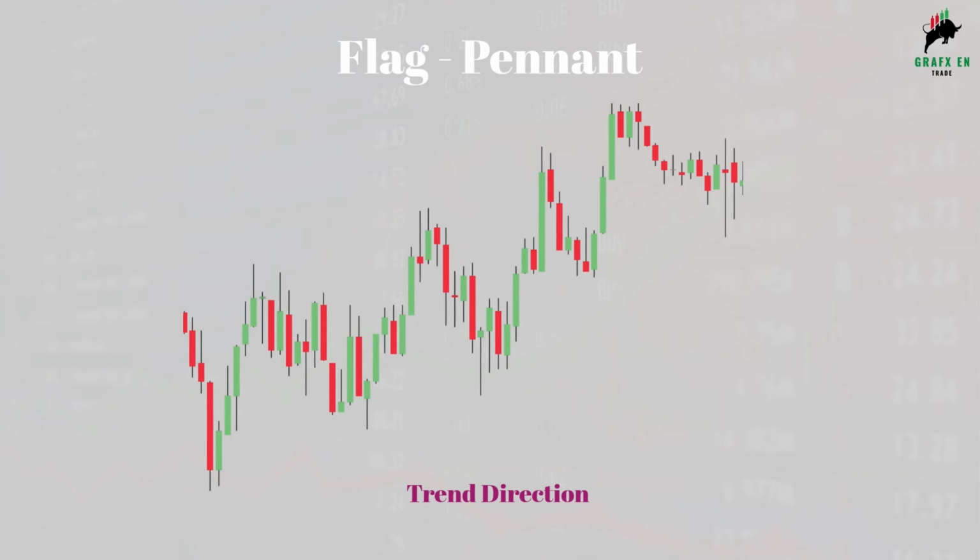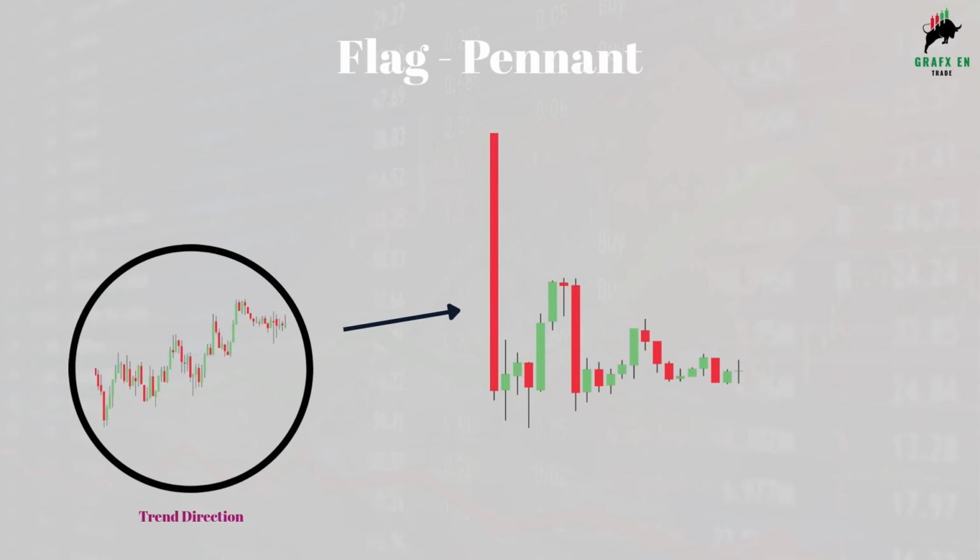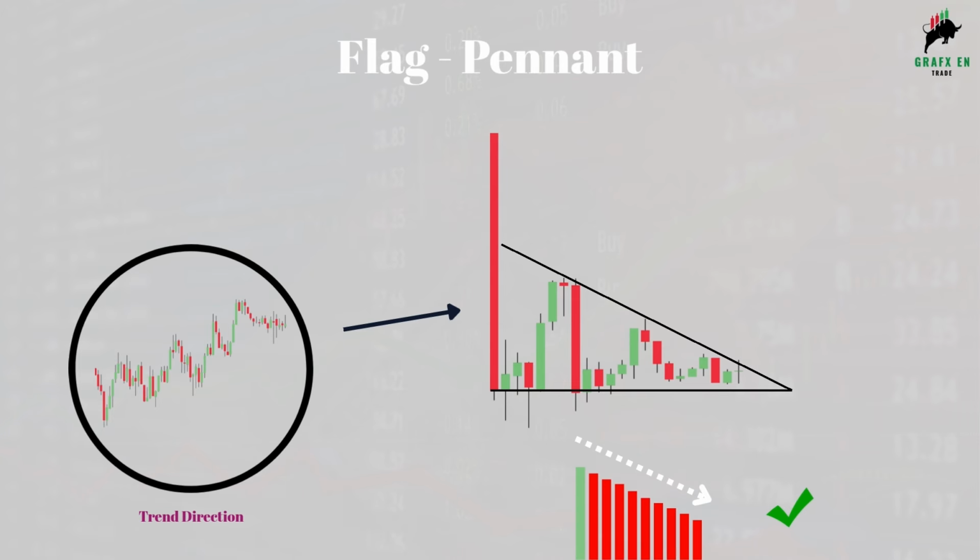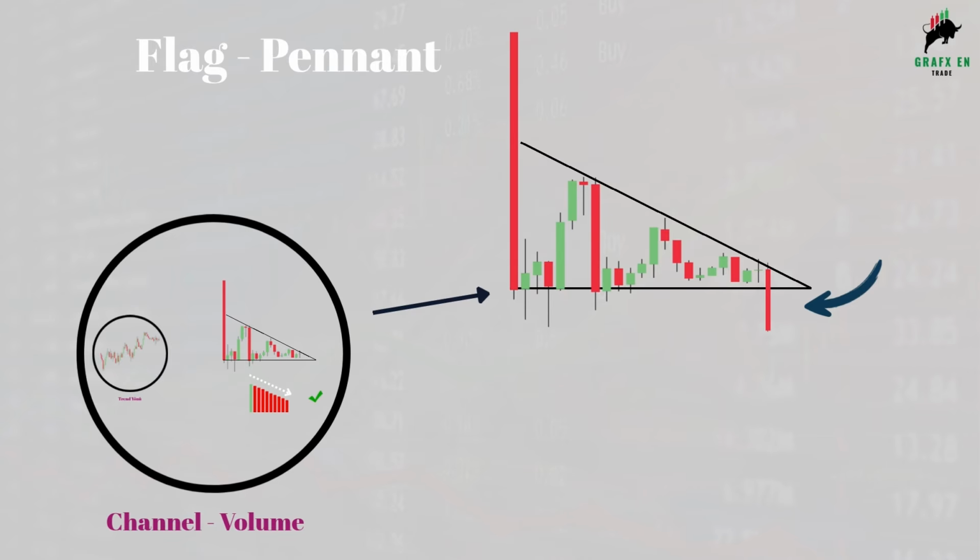How can you use these formations? First, determine the trend direction, upward. After a sharp move, look for a small channel or triangle. If volume has dropped and the price is preparing to break out, a flag or pennant may be forming. Enter the position after the breakout and set the target equal to the pole's height. Always set a stop loss, usually just below or above the channel or triangle within the flag or pennant.